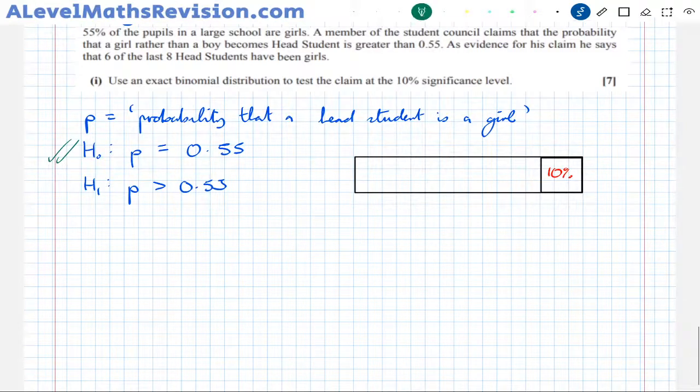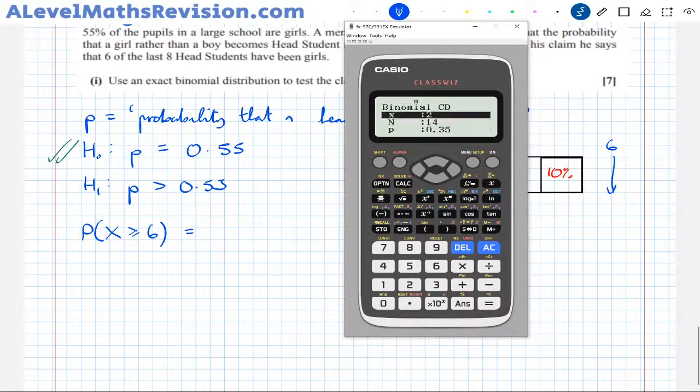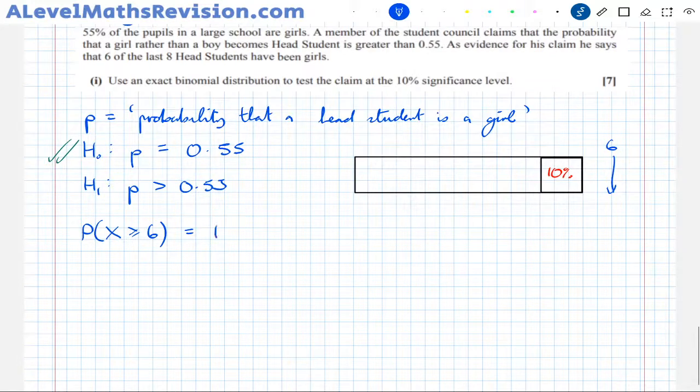So here, our observation, which was 6 out of 8, we're going to try and place that 6 in the diagram to see whether it's inside the rejection region or outside the rejection region. Because we're looking at the right-hand side of the diagram, we want the probability that lies to the right of our observation, the probability that x is greater than or equal to 6. That is 1 minus the probability that x is less than or equal to 5.